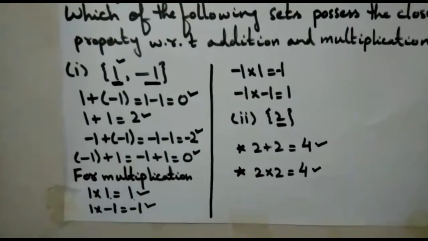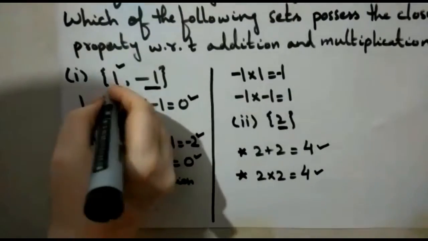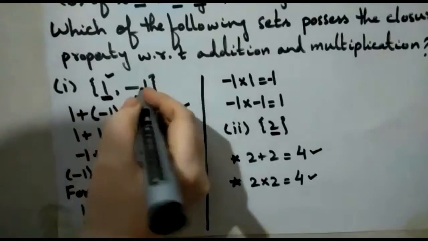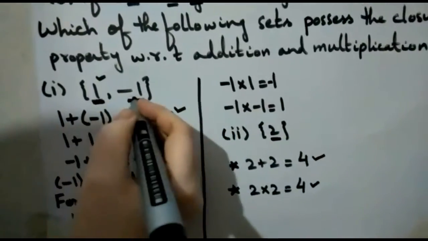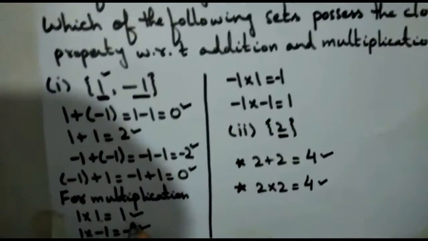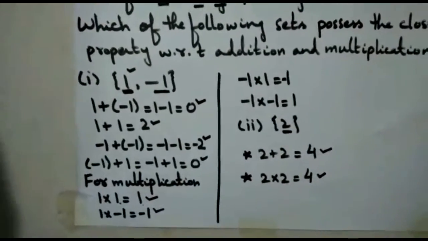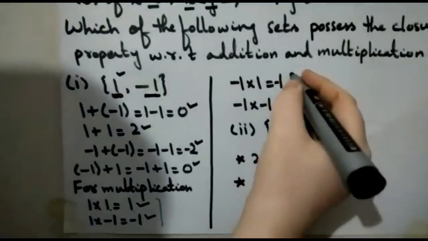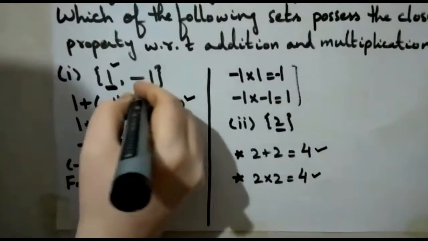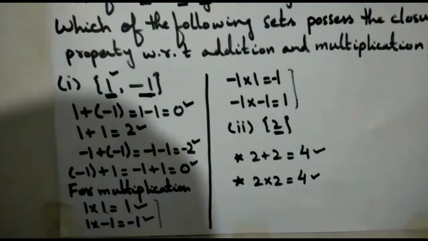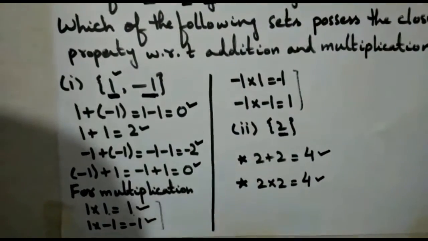Now coming to multiplication. We will multiply 1 by 1, 1 by minus 1, minus 1 by 1 and minus 1 by minus 1. We will get 1, minus 1, minus 1 and 1. All the numbers belong to this set. That's why we can say that this set possesses the closure property with respect to multiplication.